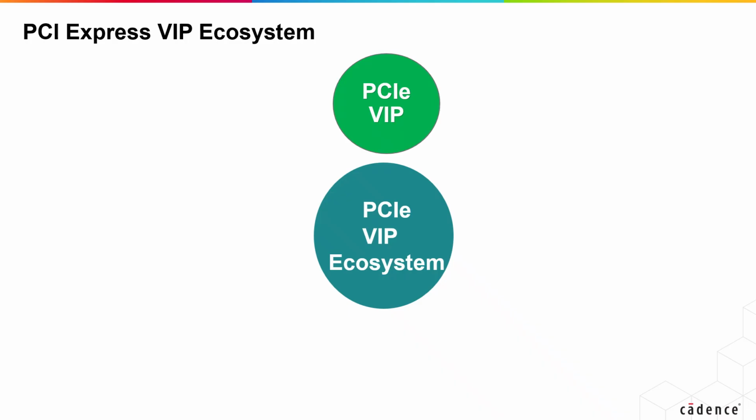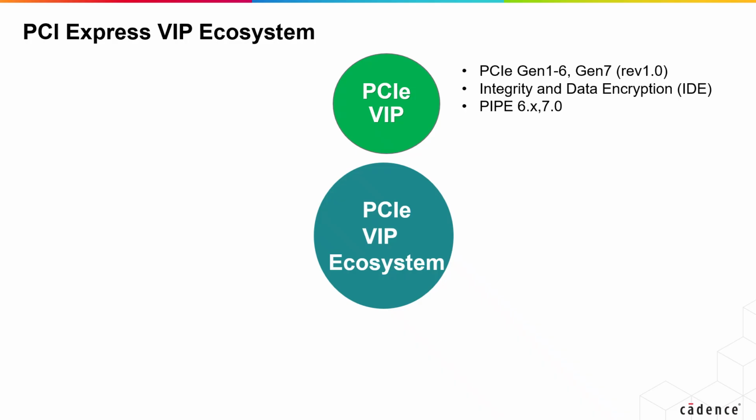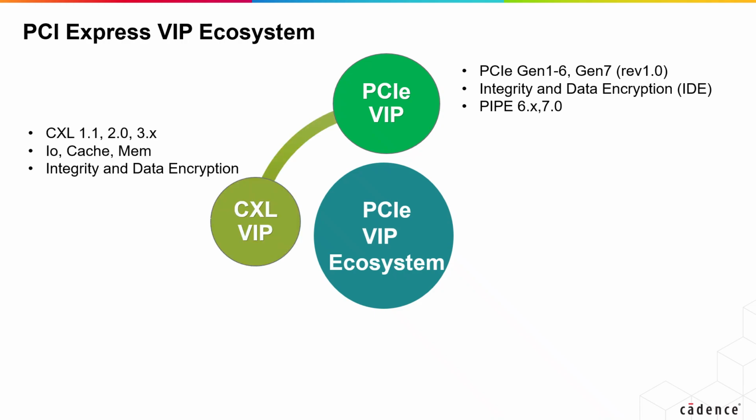At the core is PCIe VIP, which covers generations 1 through 6 and extends to Gen 7 with support for serial and PIPE interfaces. It also supports advanced integrity and data encryption features, ensuring secure and reliable data transfer. The CXL VIP supports CXL 1.1, 2.0, and 3.x versions and includes I/O, cache, and mem semantics. It also supports integrity and data encryption.